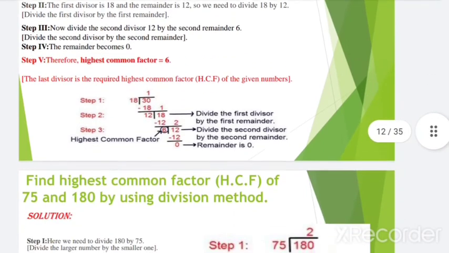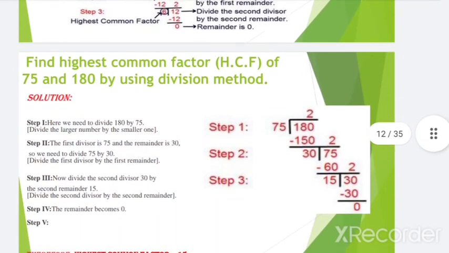Let us look at more questions, children. Find the HCF of 75 and 180 by using the division method. So children, here we need to divide 180 by 75, and after that you will see the first divisor is 75 and the remainder is 30. So we need to divide in step 2, that is 75 by 30. Divide the first divisor by the first remainder.